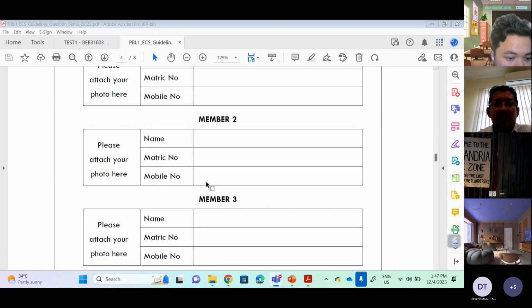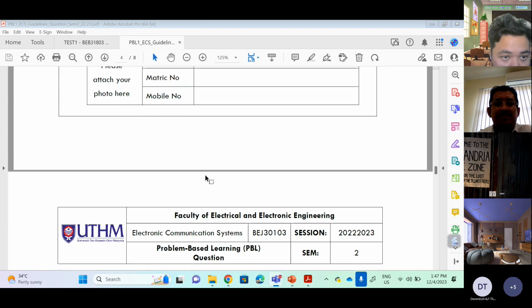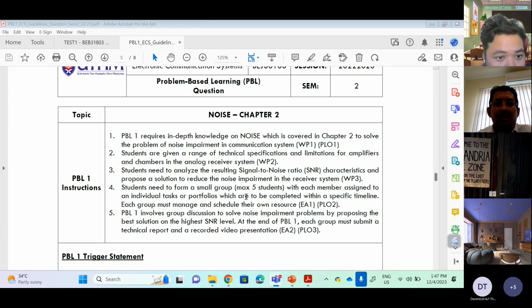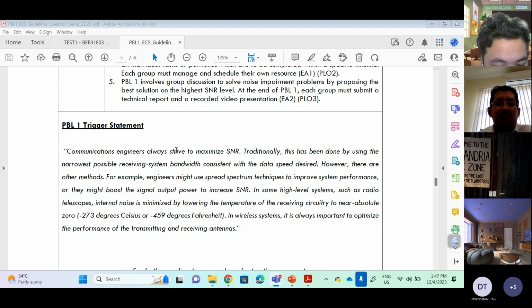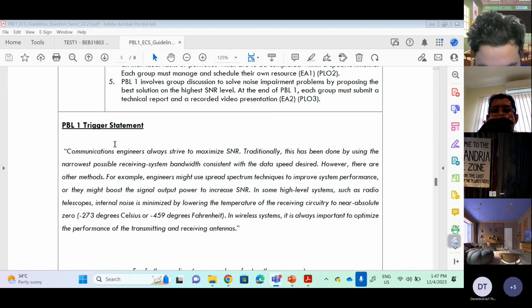Ini isikan nanti you akan isikan you punya group members. Ini ada dinyatakan berkenaan dengan noise. Ini you boleh baca, ini pun boleh baca. Mana yang boleh baca sendiri saya skip. Saya nak terangkan dia punya question tu.